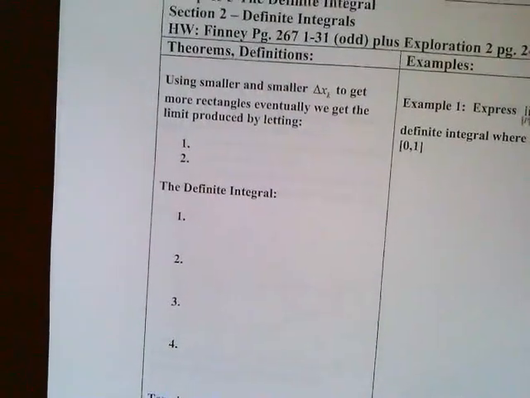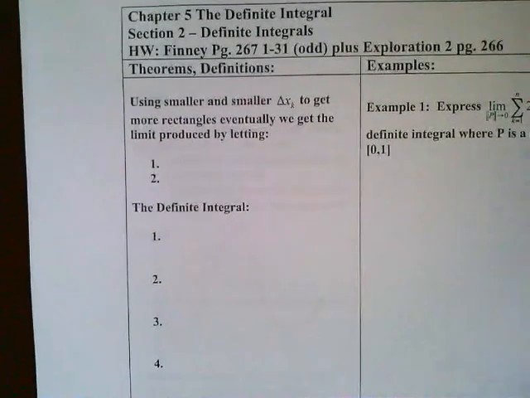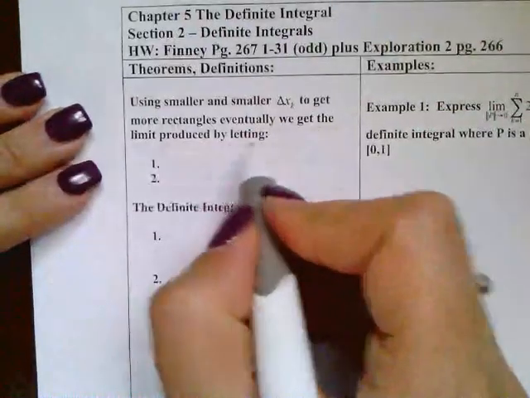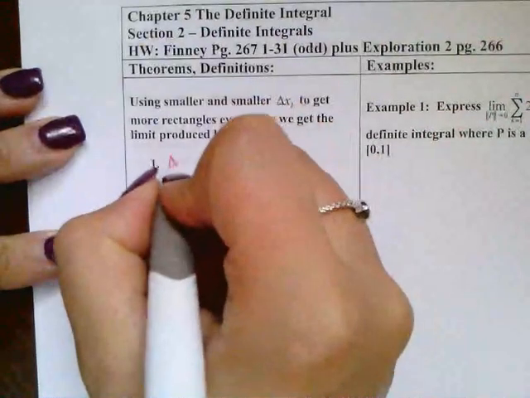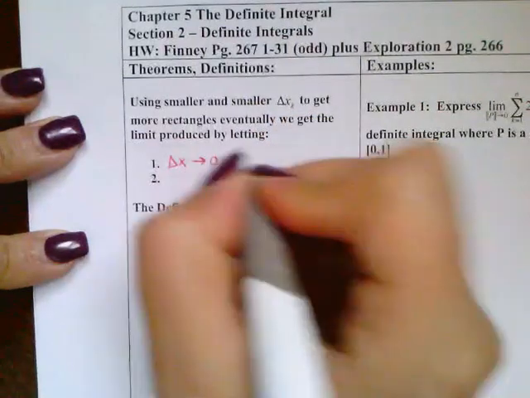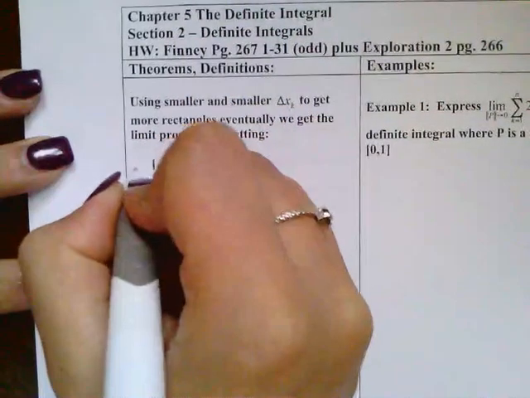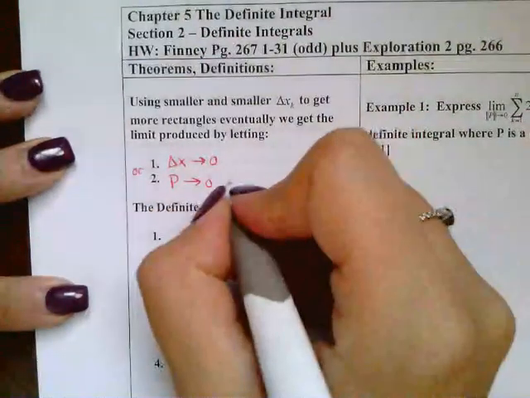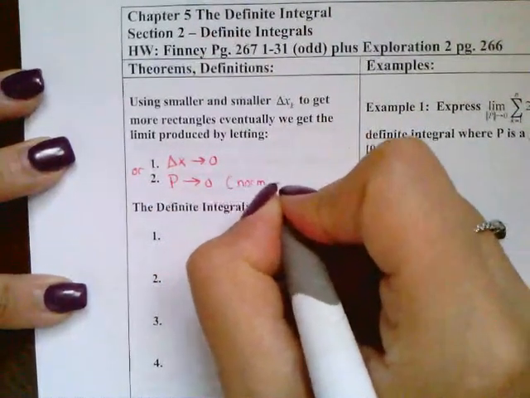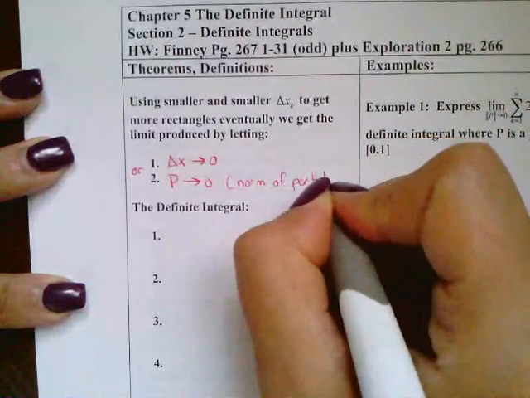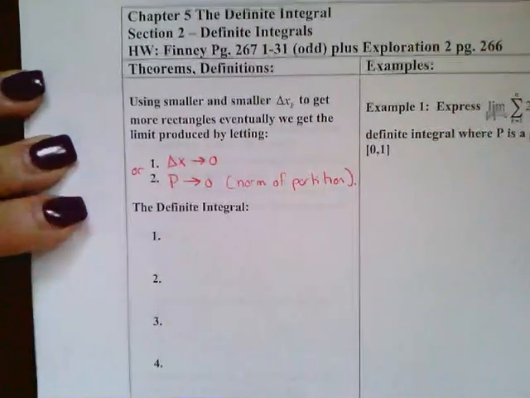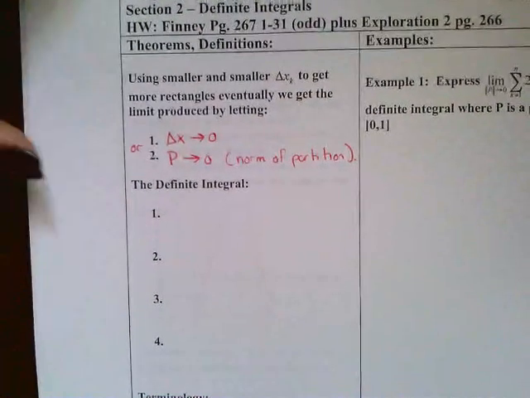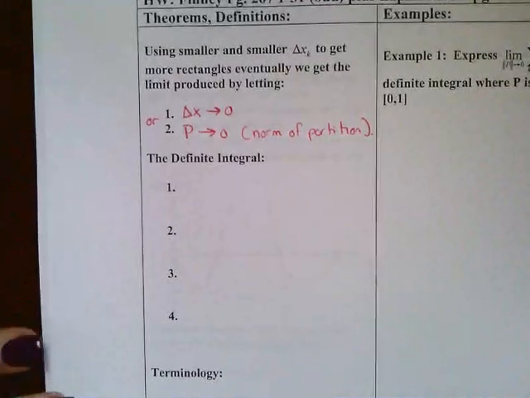Okay, using smaller and smaller change of x to get more rectangles, eventually we get the limit produced by letting change of x approach 0, or the other way of saying this, the partition is approaching 0. And remember, this is the norm of the partition. That's what this definition is. So that's the idea of Riemann sum.